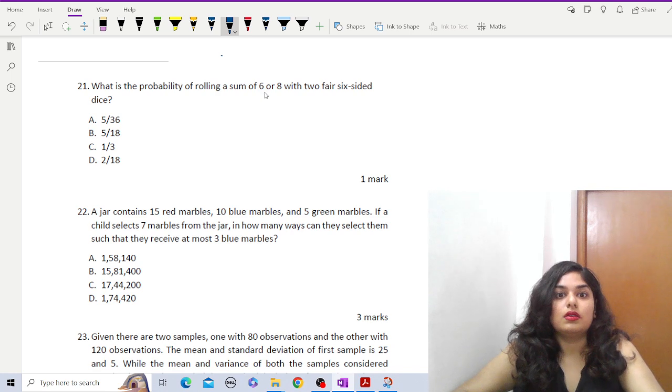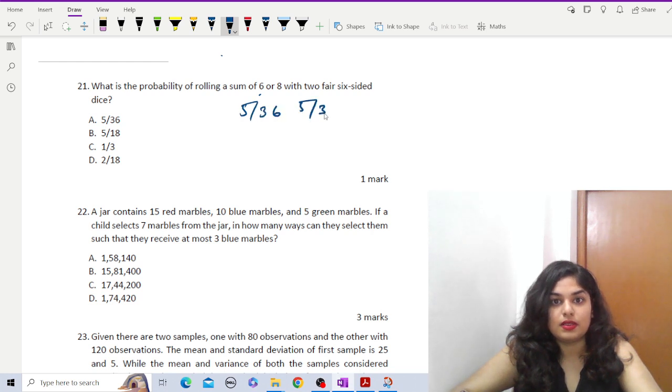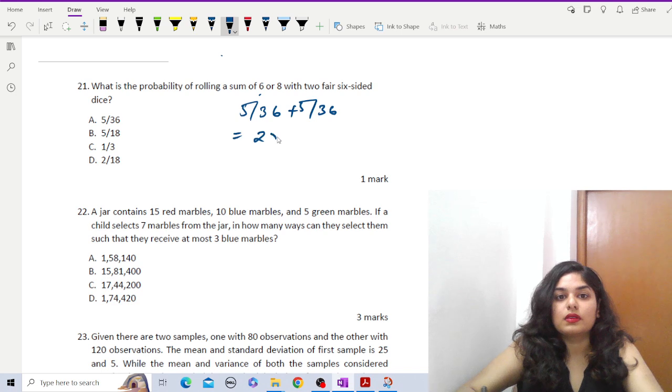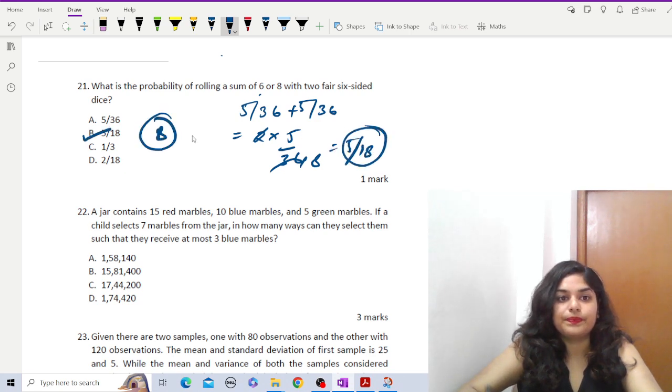Okay, so we know that the probability of getting 6 or 8 individually, separately, is 5 by 36 each, 5 by 36, 5 by 36, right? So definitely the probability of getting it is 5 by 18.